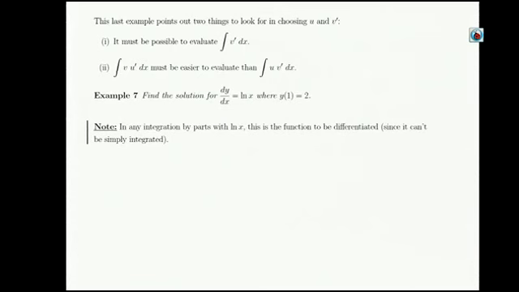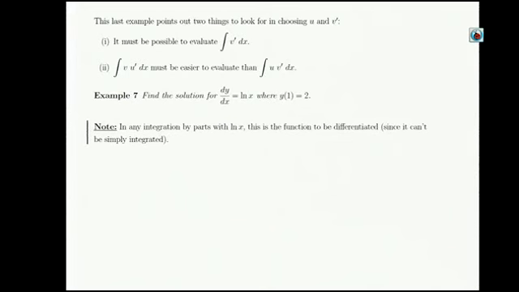Whatever you choose to be your v primed in here, you have to be able to integrate it so that you can use a v over here. Remember, one of the things that we thought about choosing was e to the x squared, but you can't integrate that, and so you can't make that a choice. So you have to be able to find v from v primed.